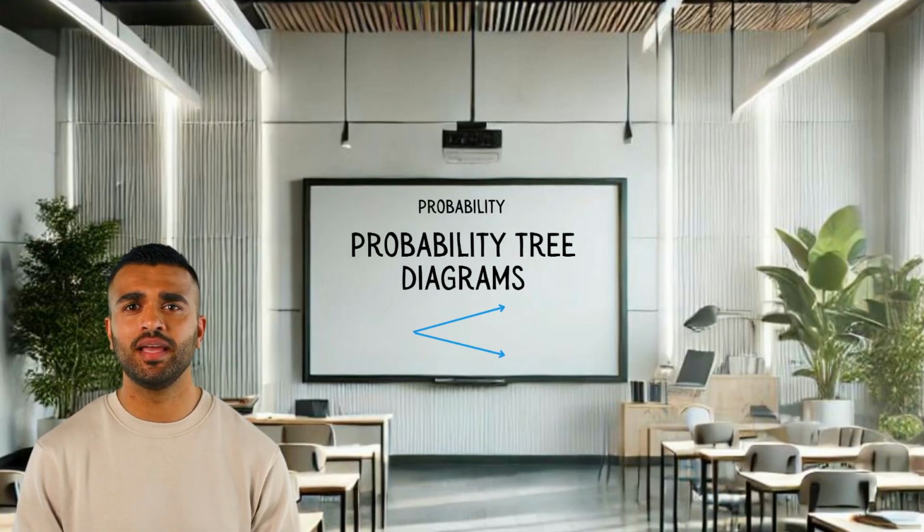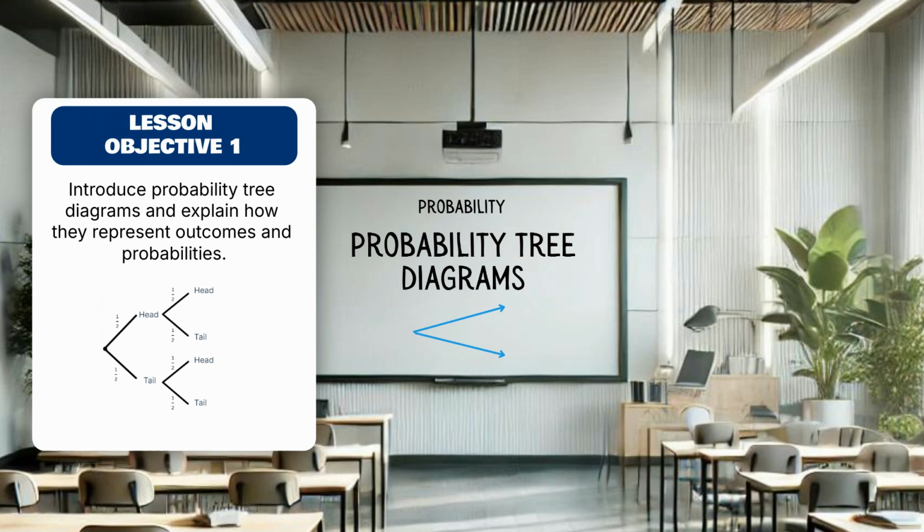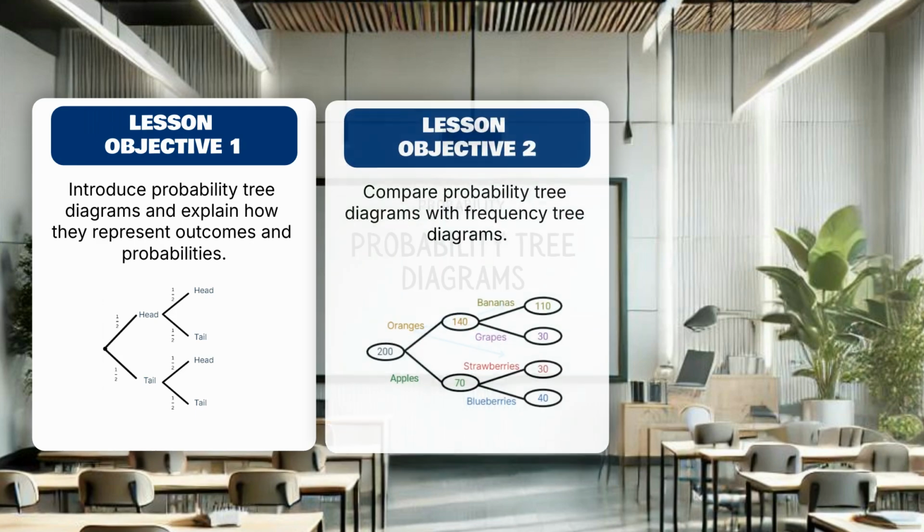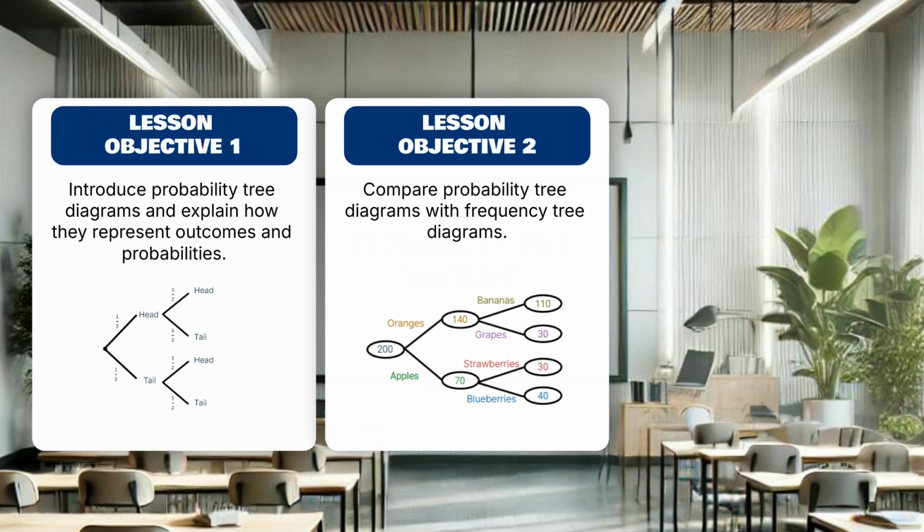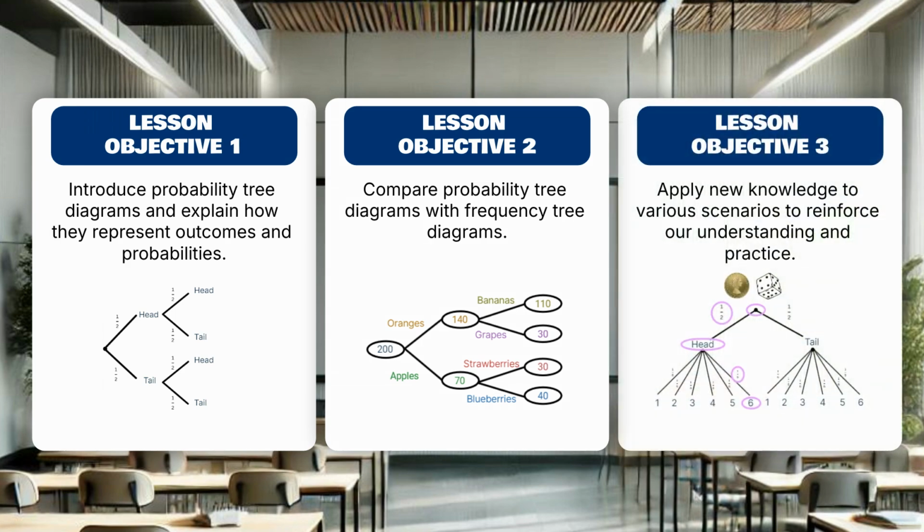In this lesson, our main goal is to understand how a probability tree diagram works and how it differs from a frequency tree diagram. We will introduce probability tree diagrams and explain how they represent different outcomes and their associated probabilities. Then, we will compare these diagrams with frequency tree diagrams to highlight the differences and specific uses of each. Finally, we will apply this new knowledge to various scenarios to reinforce our understanding and practice using these diagrams effectively.